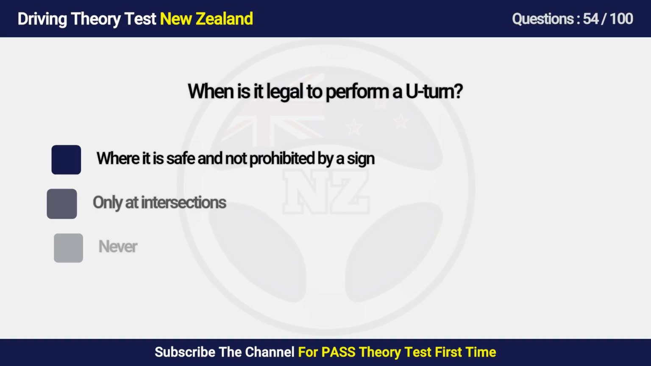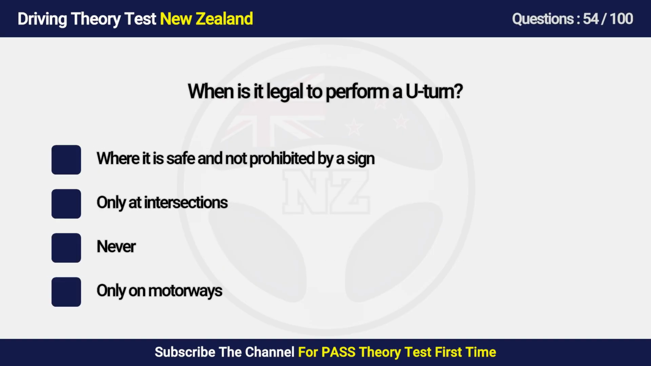Question 54. When is it legal to perform a U-turn? A, where it is safe and not prohibited by a sign. B, only at intersections. C, never. D, only on motorways.